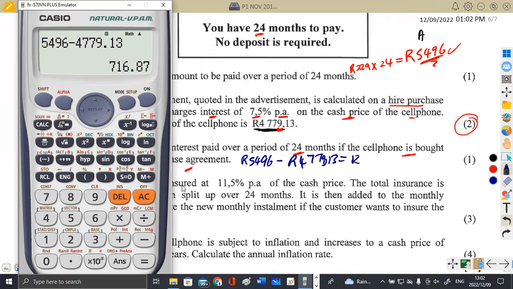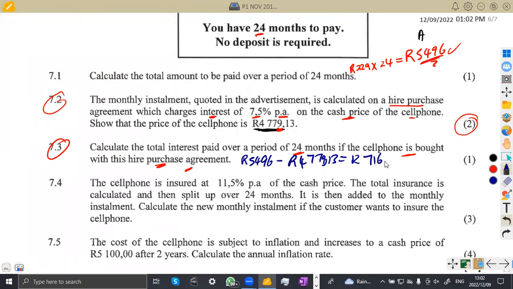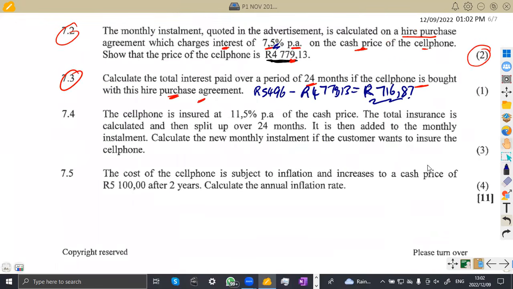All right, we are going to obtain 716,87 rand. So that is the interest. It's not the interest rate; the interest rate is already given here. We are calculating the interest that was obtained from there.